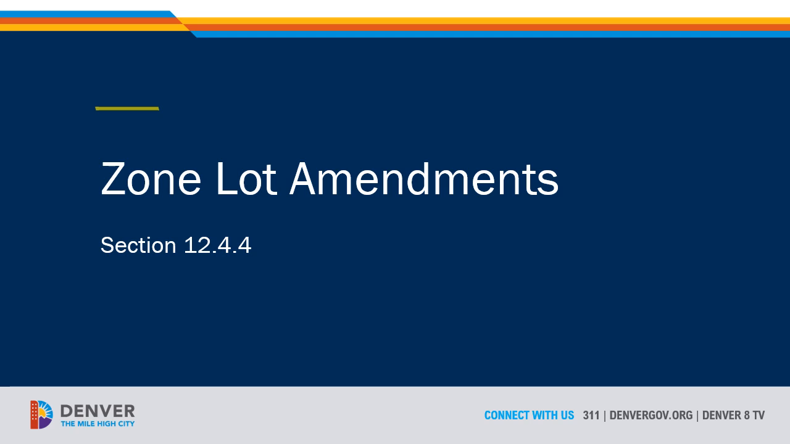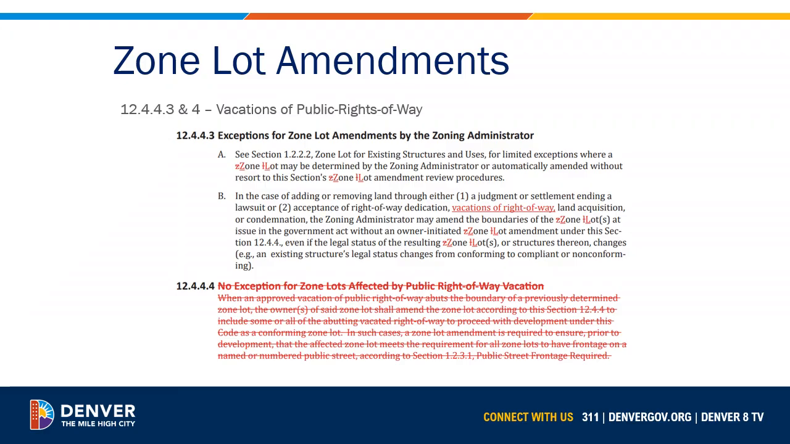This section covers zone lot amendments, section 12.4.4 of the Denver Zoning Code. The revision on the screen for vacations of public rights-of-way allows the zoning administrator to automatically amend a zone lot when a right-of-way is vacated. The addition to 12.4.4.3 of vacations of right-of-way and the deletion of section 12.4.4.4 makes it possible for CPD to amend the zone lot boundaries without an owner-initiated application.